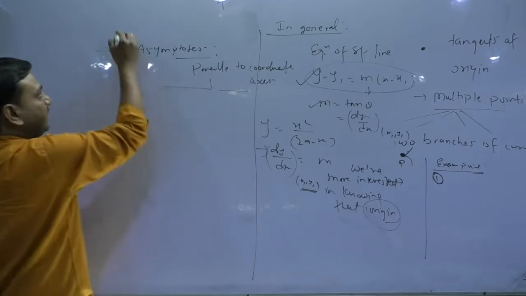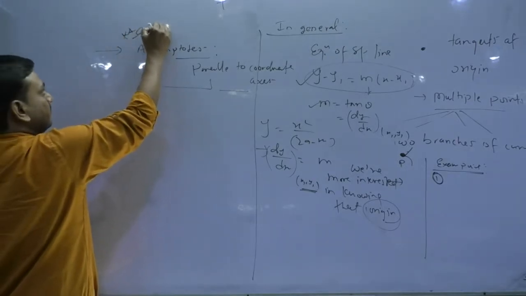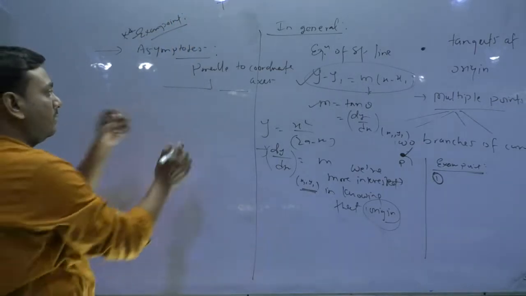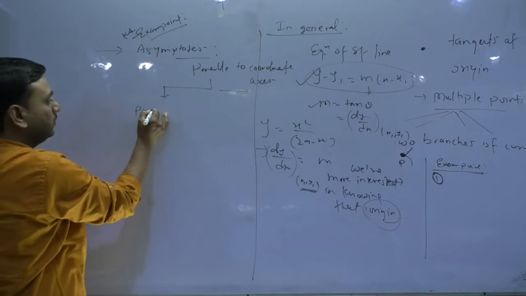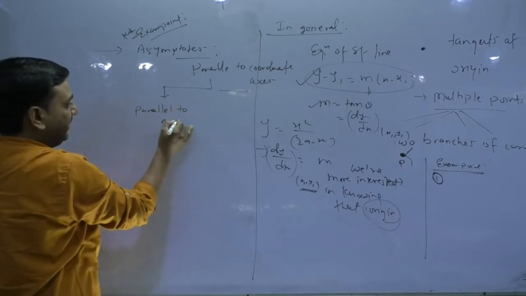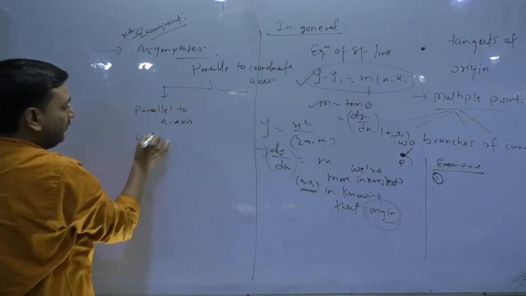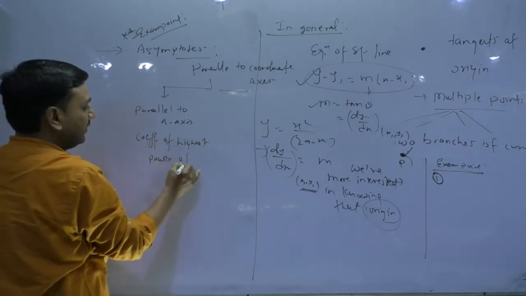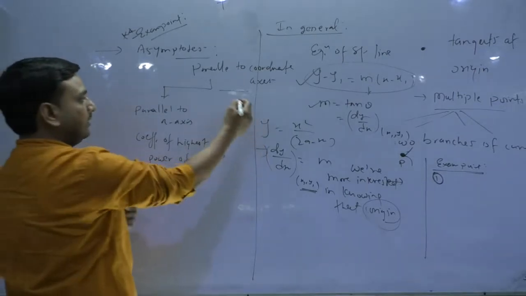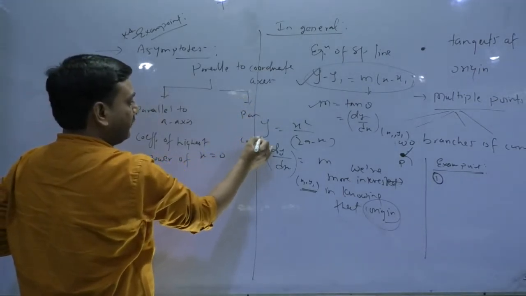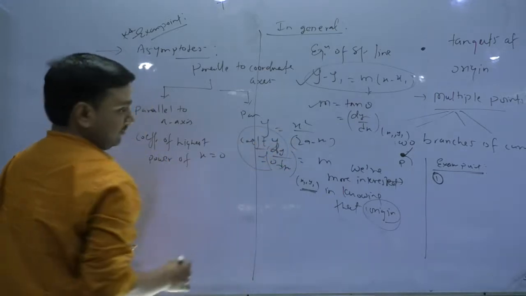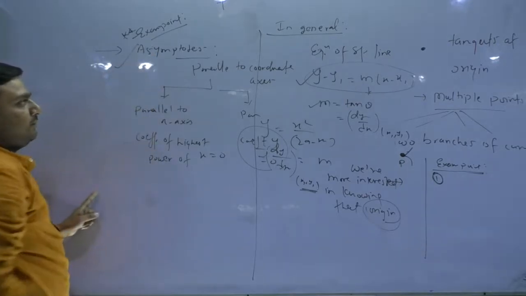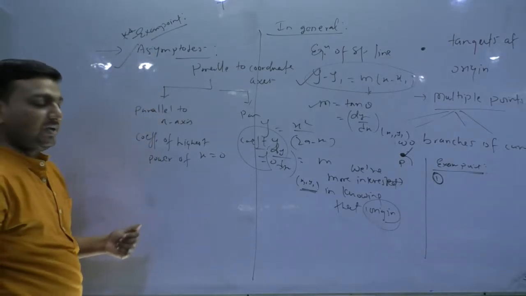And how to find those? For asymptotes parallel to the x-axis, put the coefficient of the highest power of x equal to 0. For asymptotes parallel to the y-axis, put the coefficient of the highest power of y equal to 0. In this manner we can find asymptotes parallel to the axes.